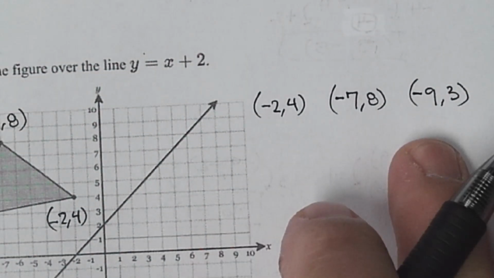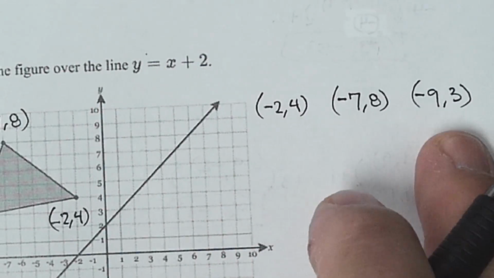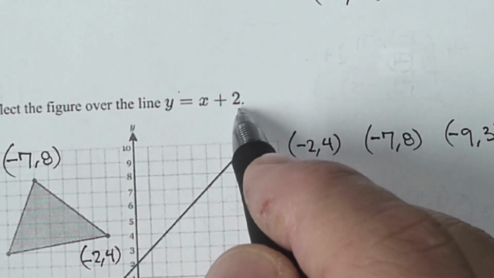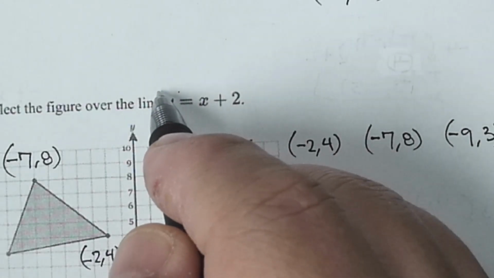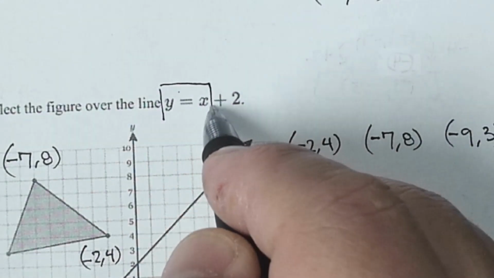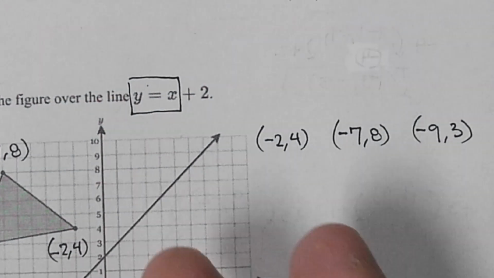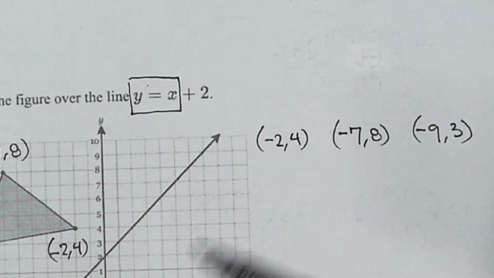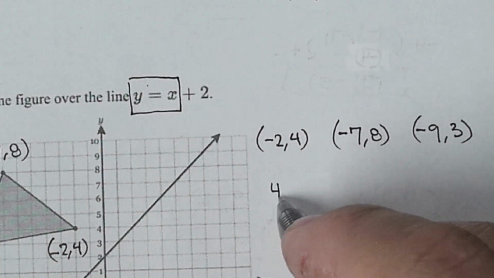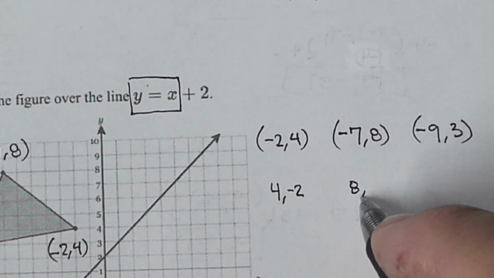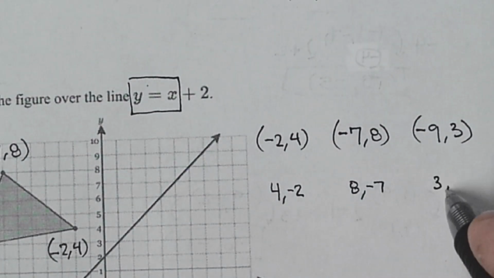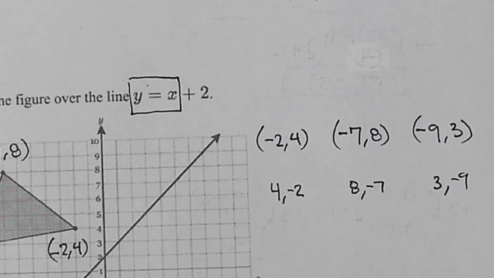These are my three coordinate points, and I need to find the reflection of all three of these, but y equals x plus 2. First thing you stare at is y equals x. If I said reflect at y equals x, what did that tell us? That means to flip every number. So this would be 4 negative 2, 8 negative 7, and 3 negative 9.